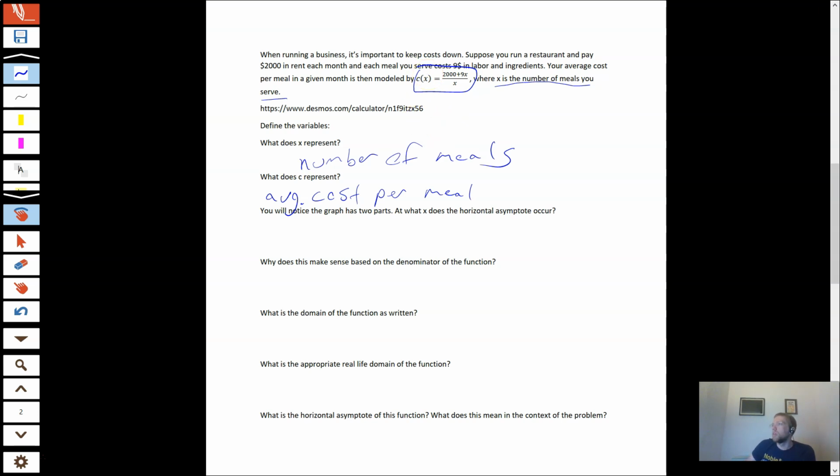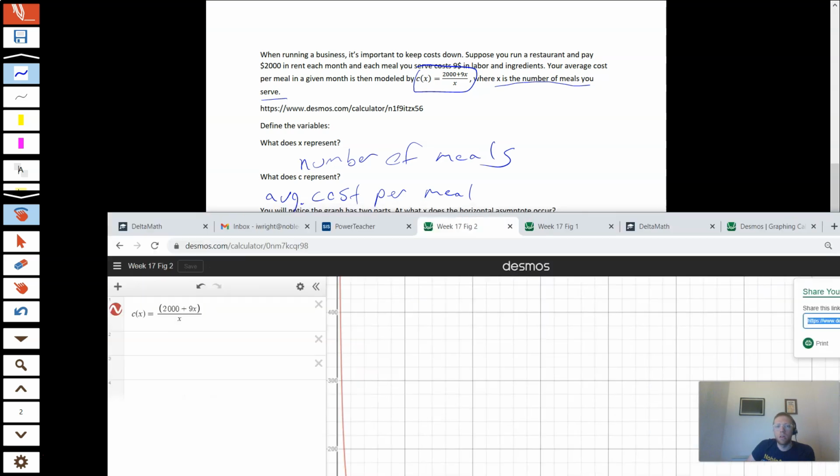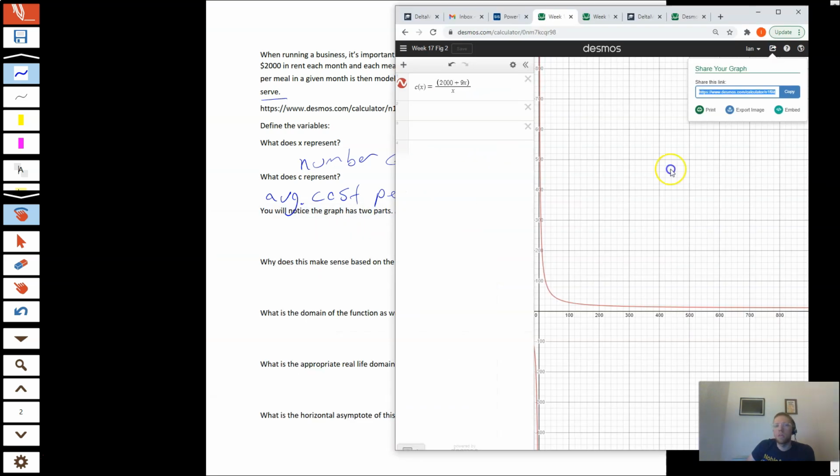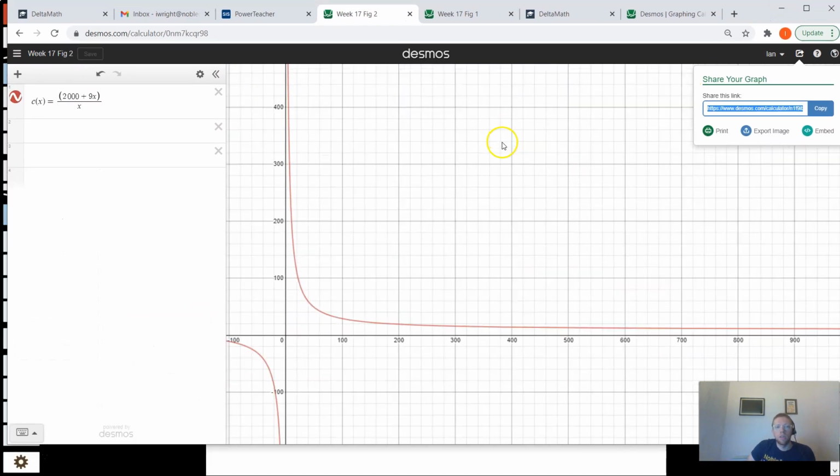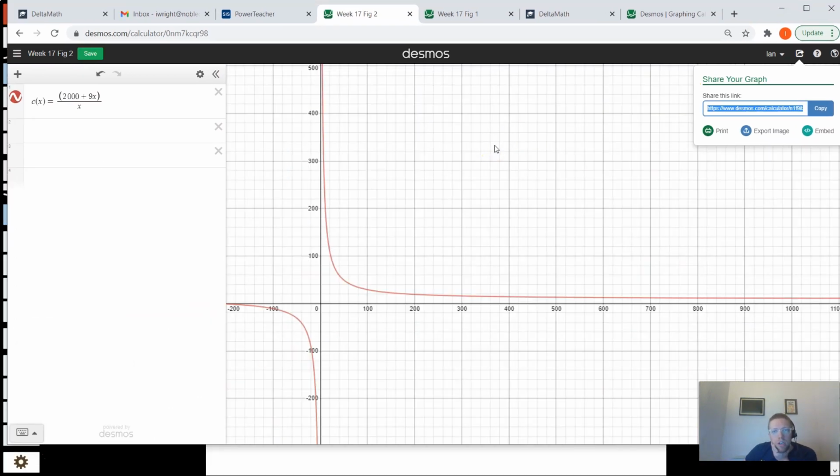Okay. So you'll pull up the graph and you'll see something that looks like this, right? And the question, hopefully you got a chance to read it, is that this graph occurs in two parts. And what I mean, right, is it has this part in the 1st, 2nd, 3rd quadrant, right? And this part in the 1st quadrant.